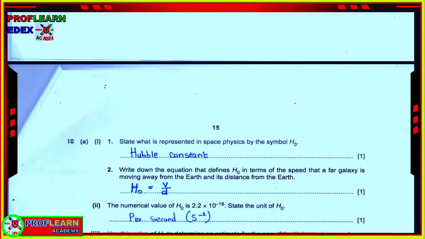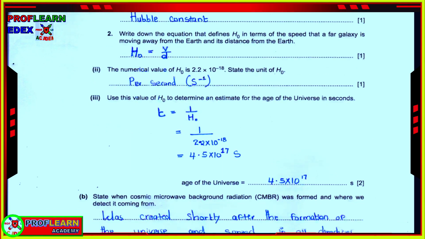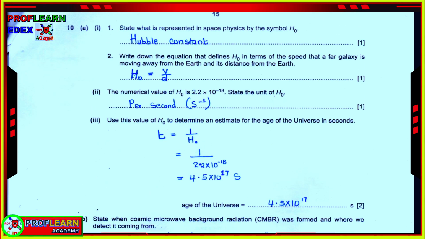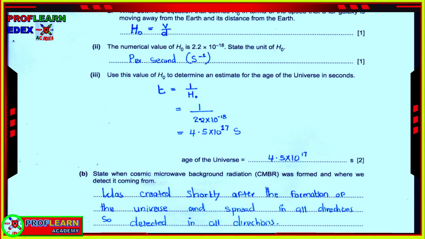We have come to question number 10. We are supposed to state what is represented in space physics by the symbol H naught, that is Hubble's constant, and the law or formula that connects Hubble's constant, velocity and distance is given here. The numerical value is this, but what is the unit? The unit is per second. Use the value of H naught to determine an estimate of the age of the universe.